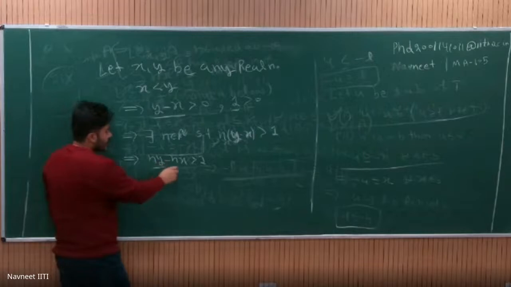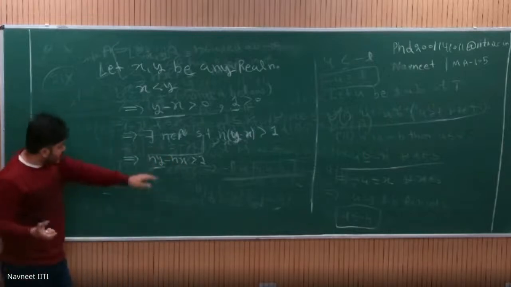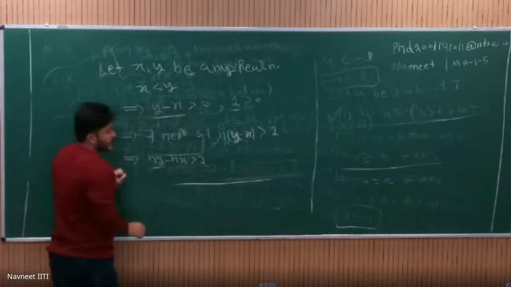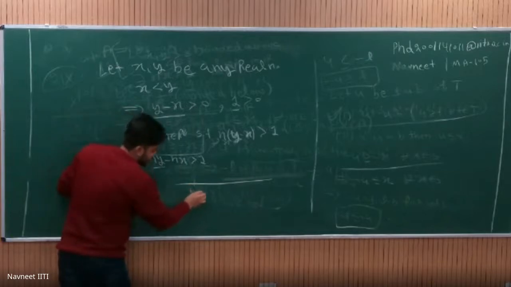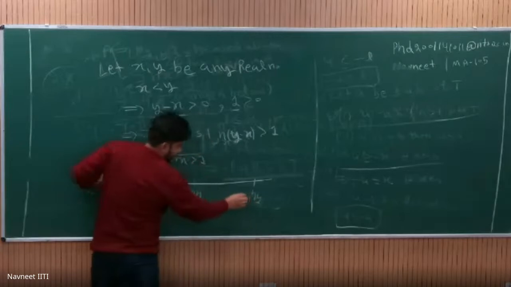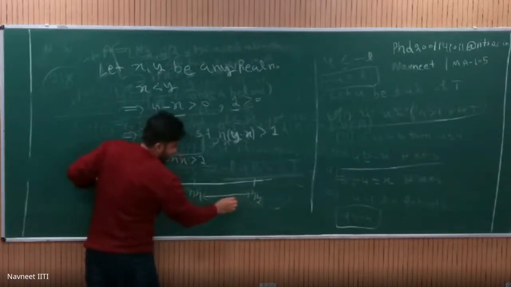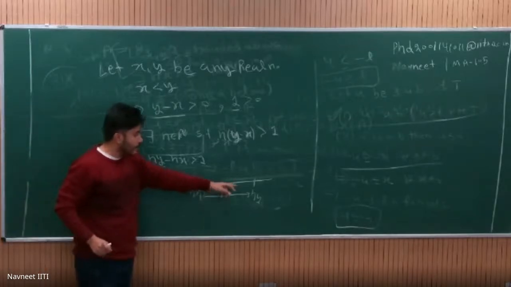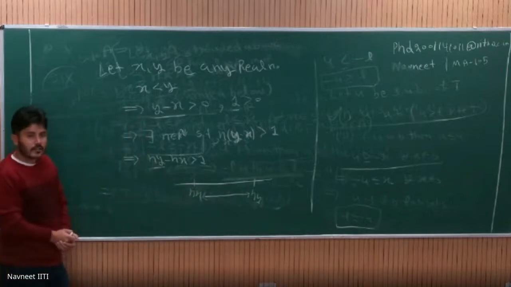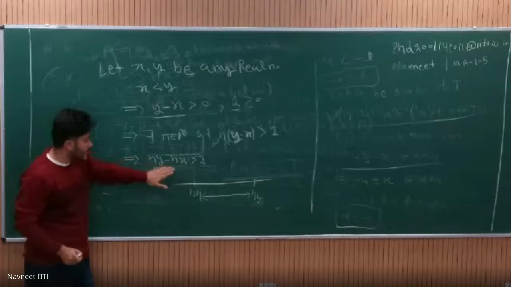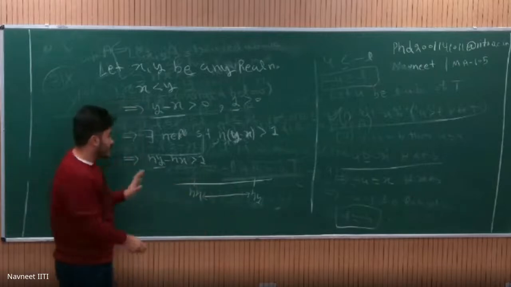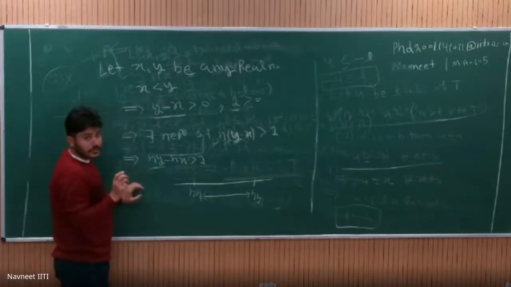You see that ny and nx are two real numbers and their difference is greater than 1. That means if this is a real number line, this is nx and somewhere is ny, then the length in between is greater than 1. That means there must exist an integer between these two numbers. If the difference between both is greater than 1, then definitely there is some integer which lies in between them. Is it clear or not? Yes, sir. Okay, let it be m.